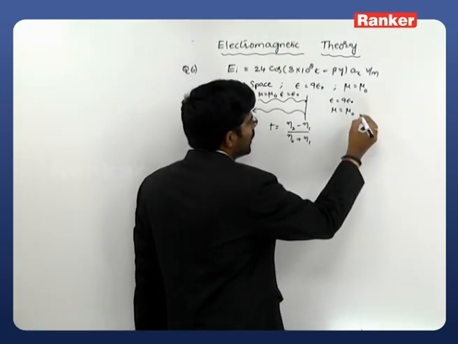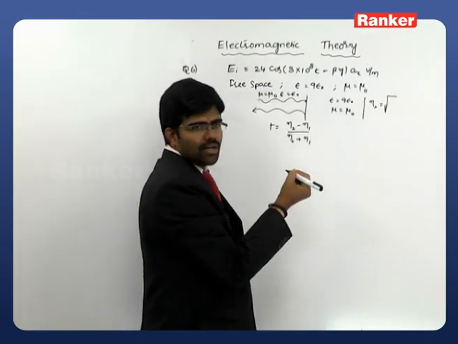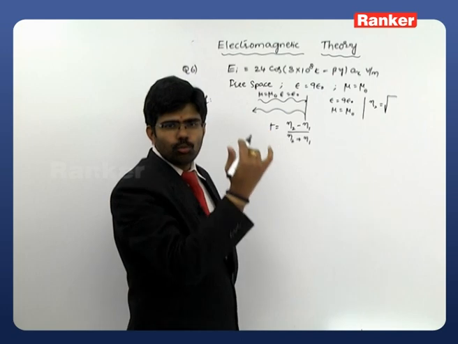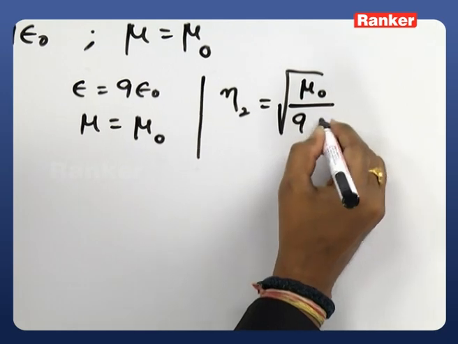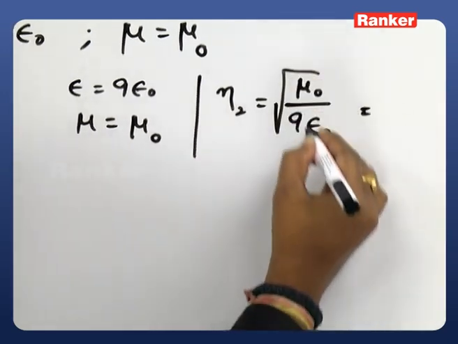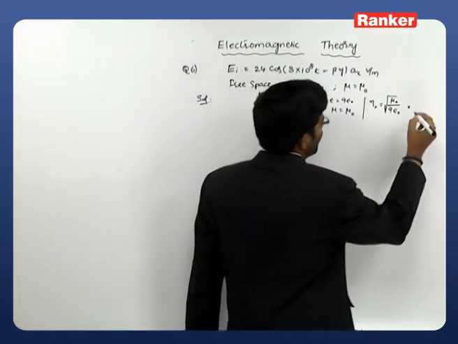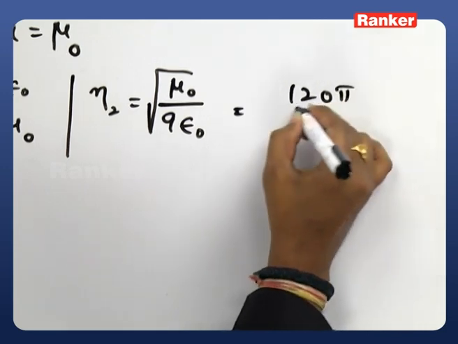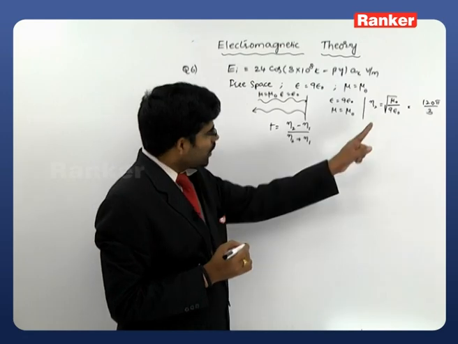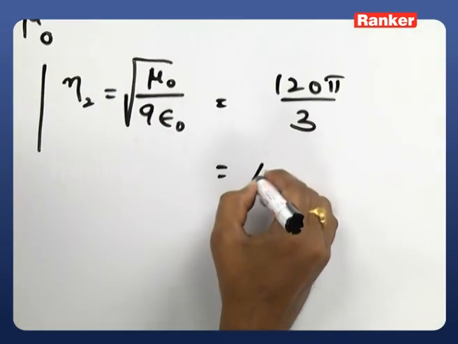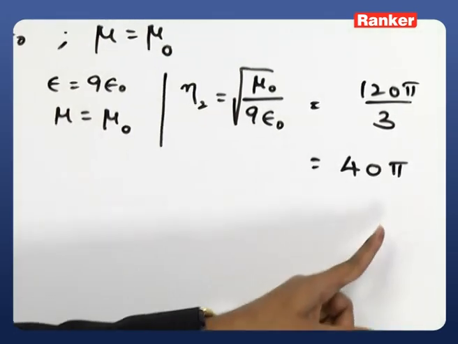So what is eta 2 here? Since it is a lossless medium, directly write down, don't go for any other analysis, eta 2 equals square root of mu by epsilon. That mu is nothing but mu naught, divided by epsilon, which is 9 epsilon naught. So the square root of mu naught by epsilon naught is 120 pi. Directly write 120 pi divided by 3, since the square root of 9 is 3, which equals 40 pi. So the characteristic impedance of the second medium is 40 pi.